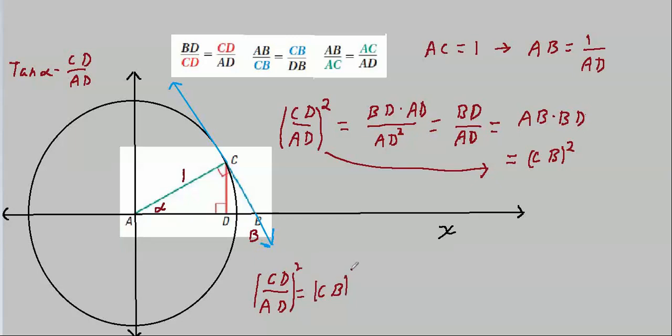I could square both sides, or we're not working with negative numbers in this case. These are all positive numbers because they're lengths of segments. So we can say that the square roots are equal, which means that CD over AC equals CB. Which is exactly what we were trying to show.